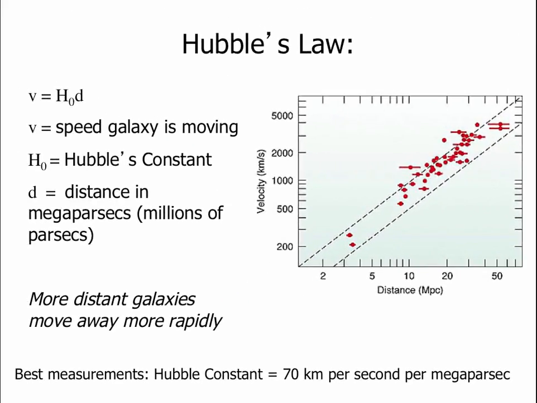So if we write an equation for this line, we find that the velocity of the galaxy is the slope of the line that the galaxies are making times their distance, and we call this slope Hubble's constant. And so we get an equation that the velocity of a galaxy is equal to H naught, which is what we mean by an H with a small zero next to it, H naught times the distance. The whole point of this is that more distant galaxies move away more rapidly, and the best measurements of the Hubble constant give a value of really close to 70 kilometers per second per megaparsec.